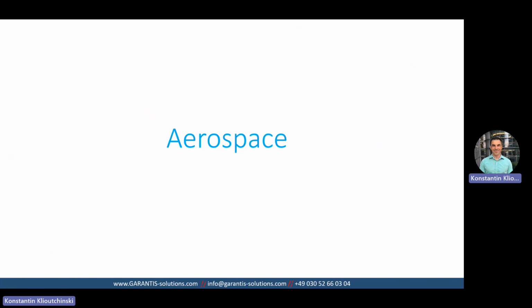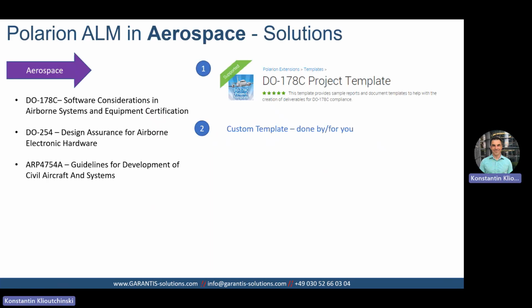So now we are coming closer to Aerospace. There is the DO178C standard, and there is a project template available on the extension portal. And these standards are talking about software considerations in airborne systems and equipment certification, but there are other standards which also talk about hardware design and also guidelines for development of civil aircraft and systems. So if we get the right people in the organization, we can actually put inside the Polarion project template a lot of useful information, and we can manage the data.